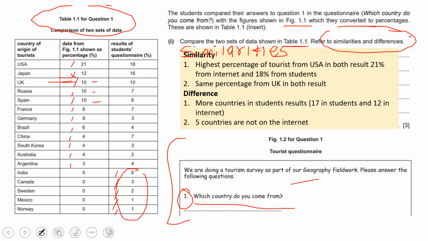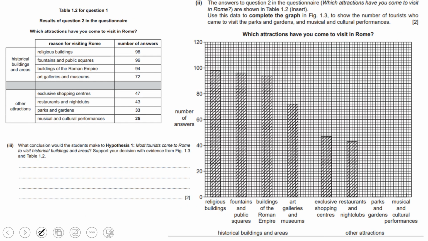Now, highest percentage of tourists from the USA in both results, 21% from the internet and 18% from students. Same percentage from the UK in both results. Difference is more countries in the student results, 17 in total. Okay, maybe you need to recount it, and 12 in the internet. Now, 5 countries are not on the internet. So these 5 countries, which is what we said earlier.